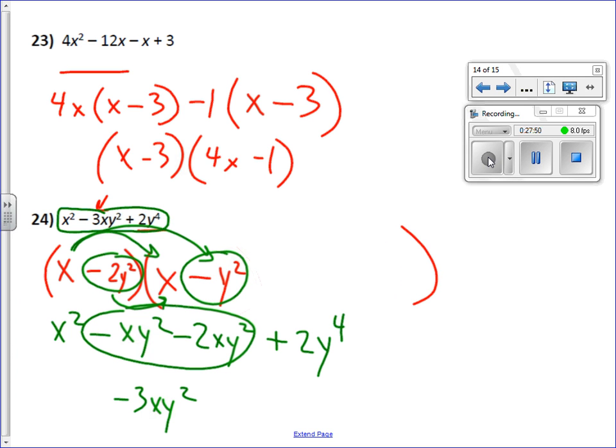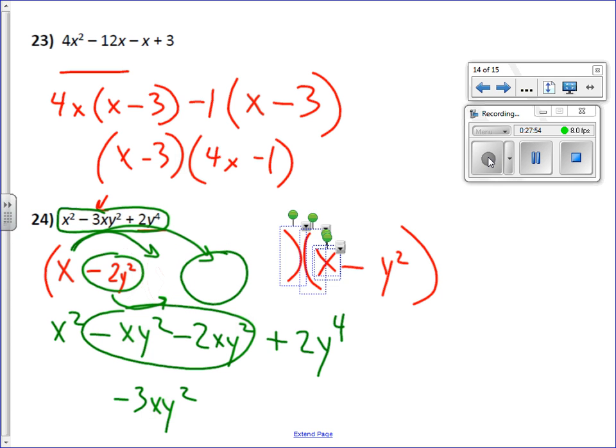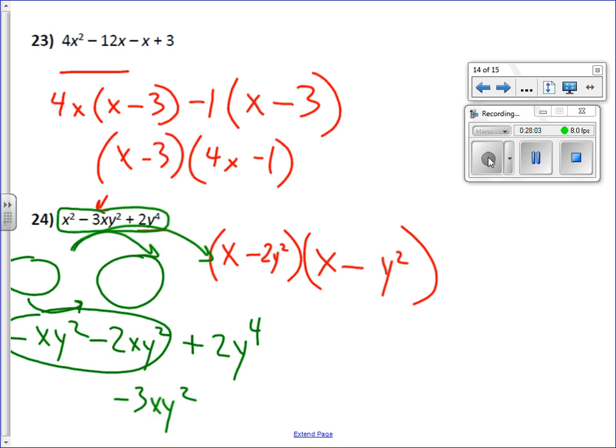So taking out one piece at a time. Here's the answer. Get that out of the way. There we go.